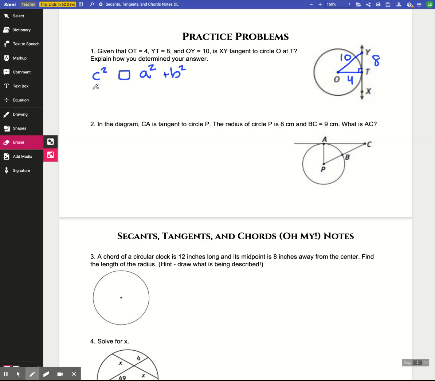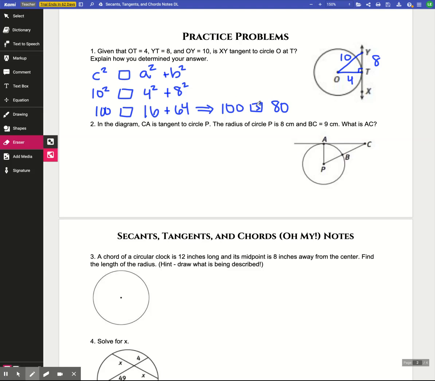C is my largest number, which is 10, so I have 10 squared. When I do these, I normally put a little box here because I don't know if it's an equal to, less than, or greater than symbol. Usually we make A the smallest number, so that would be 4. So 4 squared plus B, my second smallest number, 8 squared. 10 squared is 100, 4 squared is 16, and 8 squared is 64. If I add those together, I have 100 on one side of the equal sign, and on the right side I have 80.